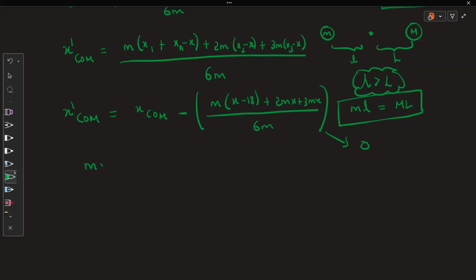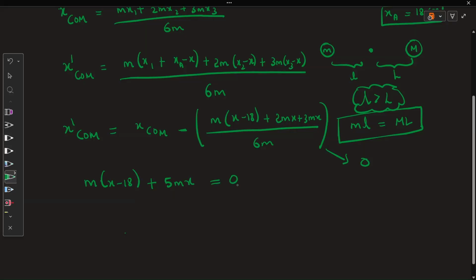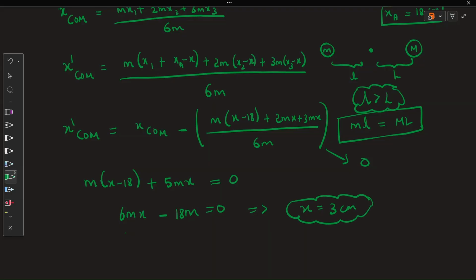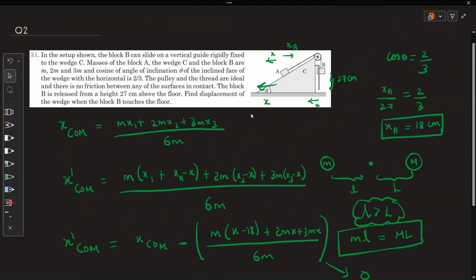So mX plus 5mX is 0. So 6mX minus 18m is nothing but 0. So you get X is equal to 3, which is 3 centimeter, as the units we are speaking in are centimeter.